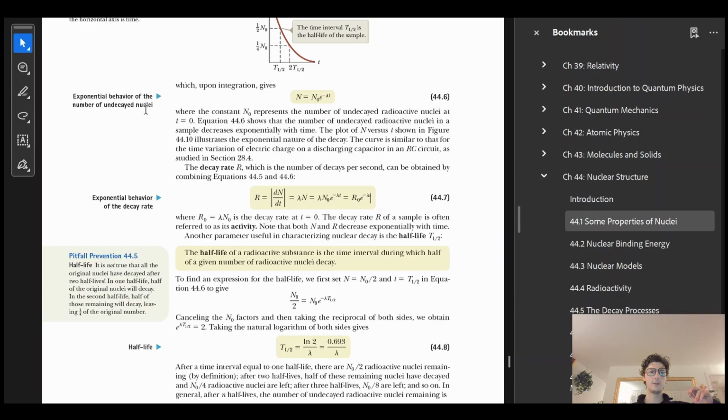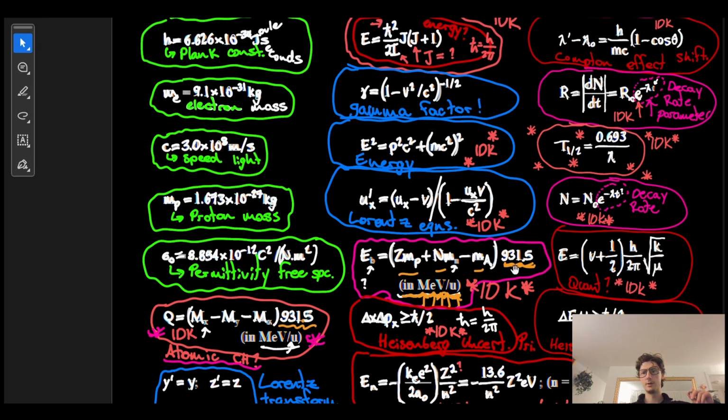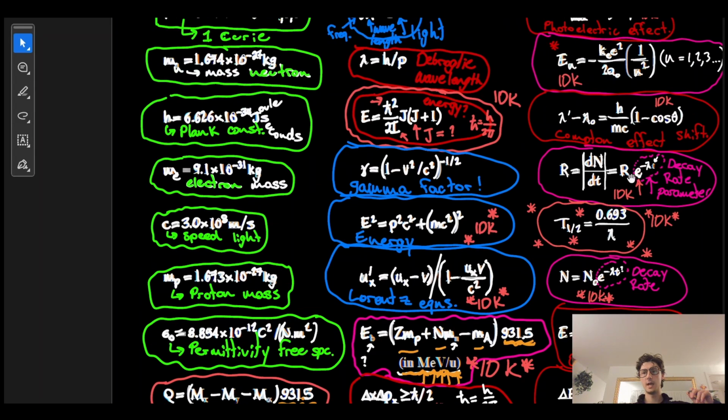Exponential behavior of the number of undecayed nuclei, exponential behavior of the decay rate. One, two, three equations. You can see those right here. So here we have the half-life equation, here we have the decay rate equation. I'm not sure about the difference between this one and this one, but here you have all those three equations. So take a look at some examples.